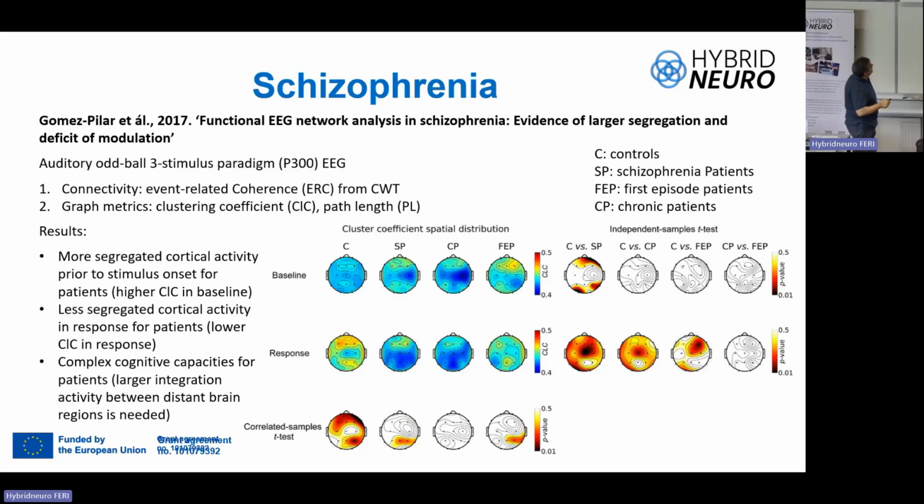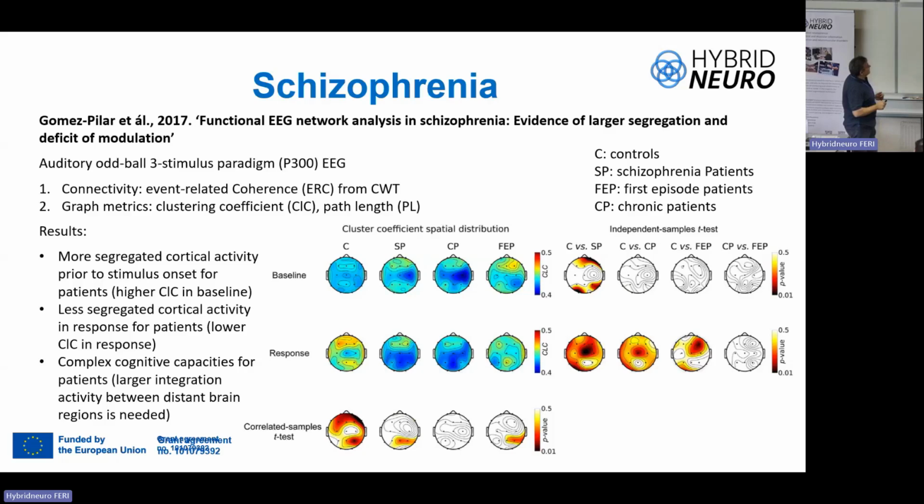In this case, the cluster coefficient, and this is the topographic maps. This is SPM, the statistical probability maps. When we listen to the tone, we compare the baseline before and the response after this tone in order to obtain information about the cognitive process.